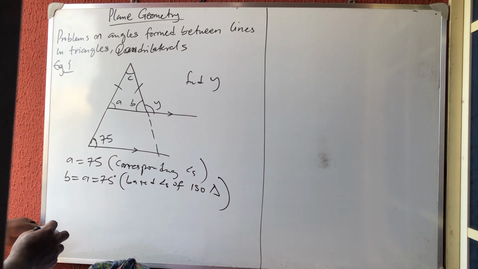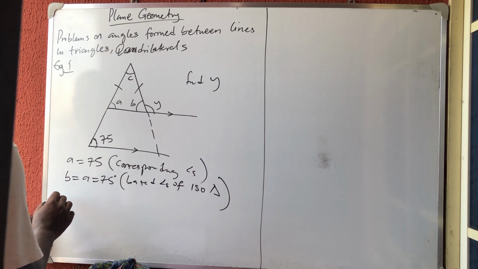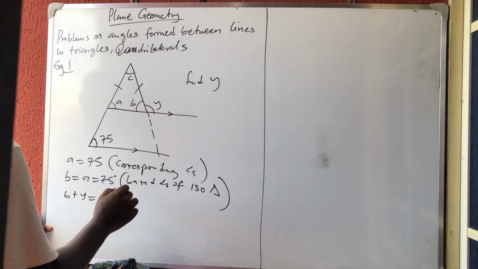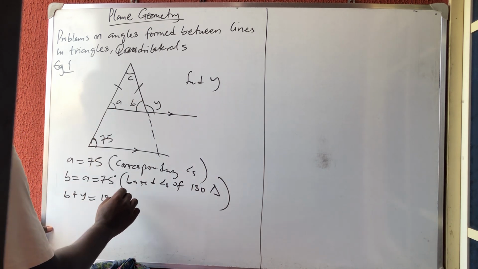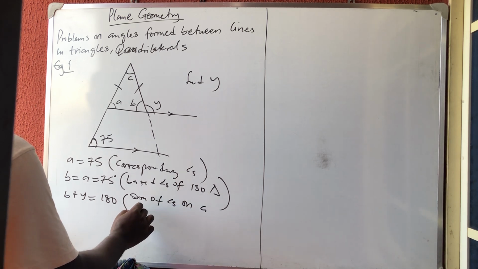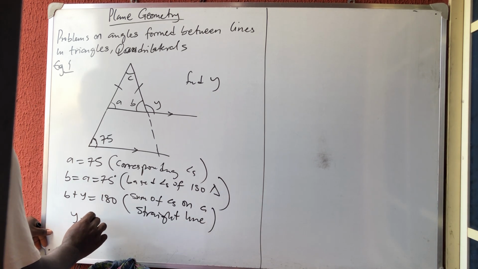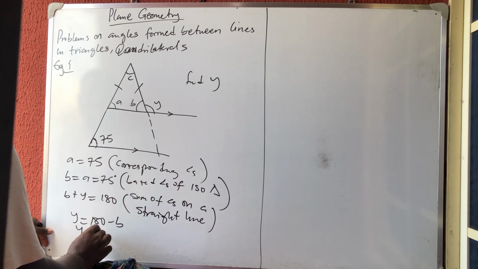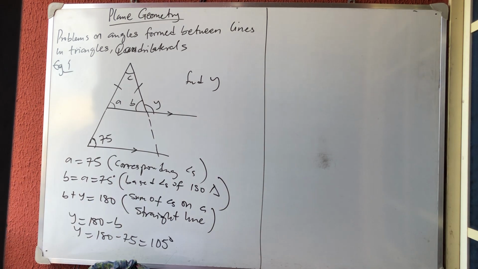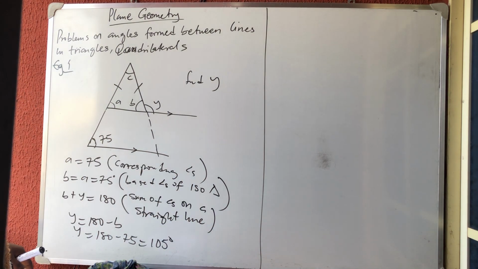So since we have this, for us to get our y is very simple. We will say that B plus y is equal to 180 degrees. The reason is the sum of angles on a straight line. Therefore y is equal to 180 minus B, so y is 180 minus 75, which is 105 degrees. As simple as that. So let us take the next question.